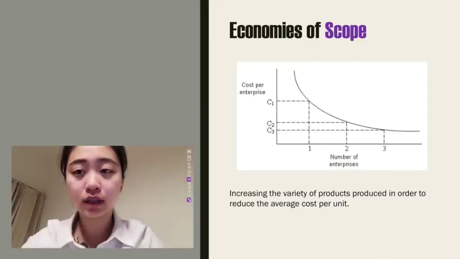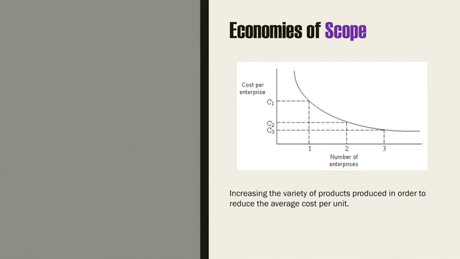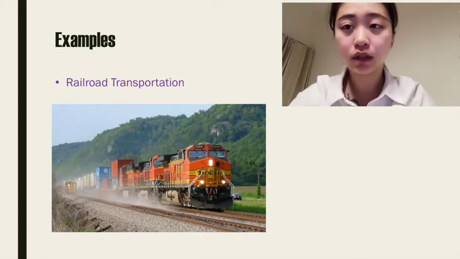Economics of scope means increasing the variety of products produced in order to reduce the average cost per unit. It focuses on better utilization of firms' resources. Here is an example. In railroad transportation, compared with using two separate trains, it is much cheaper and easier to use a single train to carry both passengers and goods. In this case, it shows the joint production reduced total input cost.